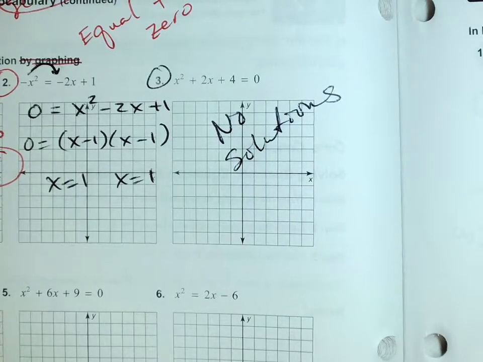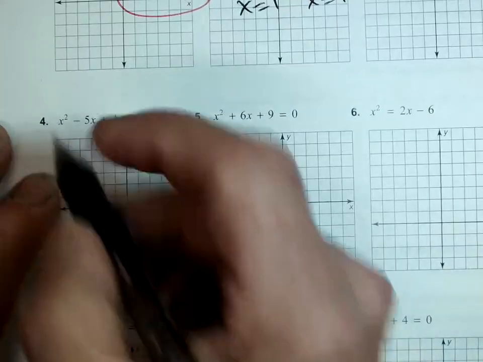All right, let's look at 4. Am I going too fast? Okay, let's look at 4. Will it factor?